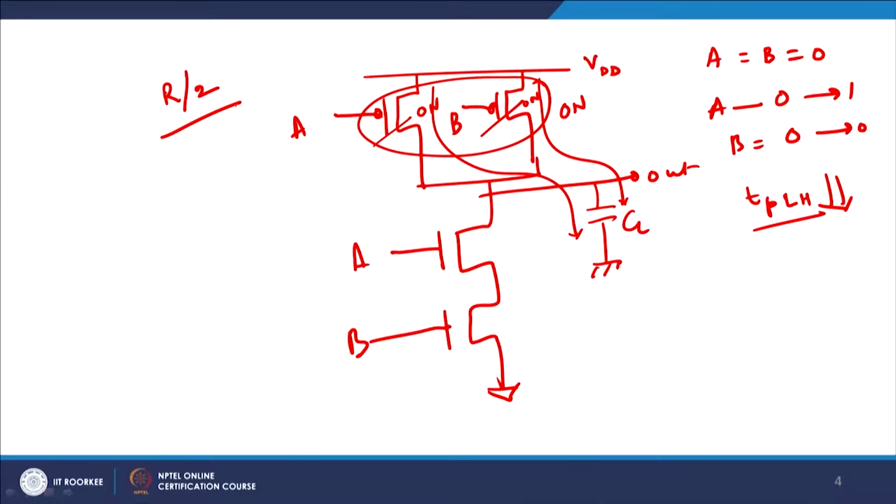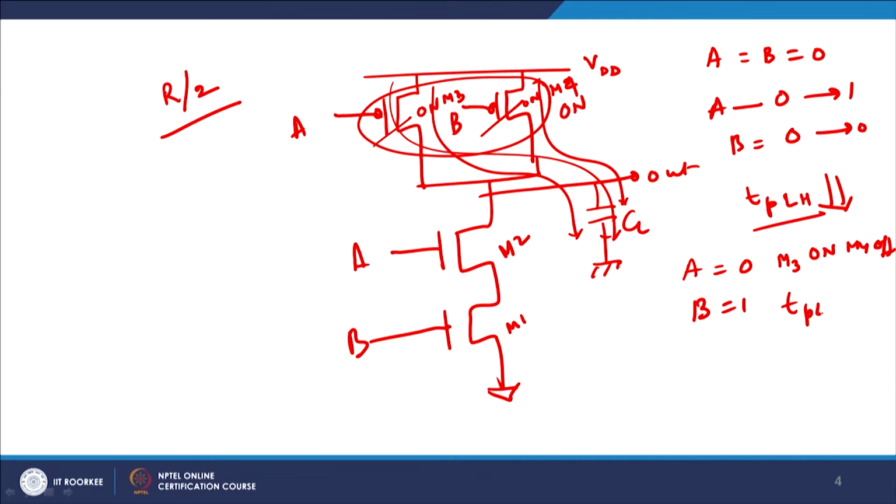What is the other scenario? Let us suppose A was equal to 0 but B was equal to 1. Let us say this is M1, M2, and I have M3 and M4. When A was equal to 0, M3 was in the on state, but since M4 was off, there was charging current only from this one path, and therefore your TPLH in this case will be slightly higher as compared to the previous case.